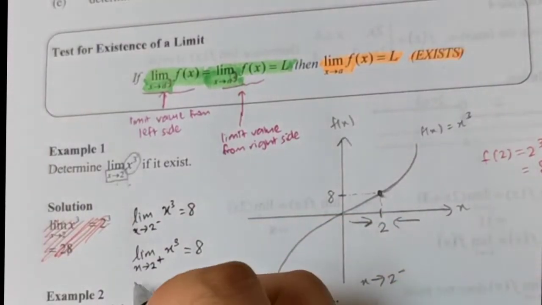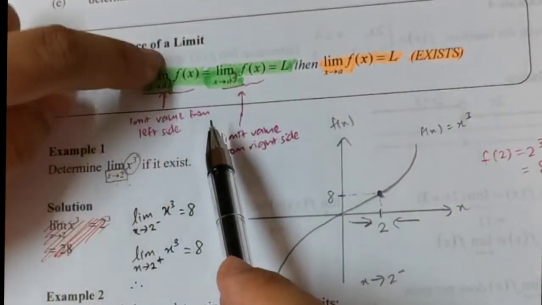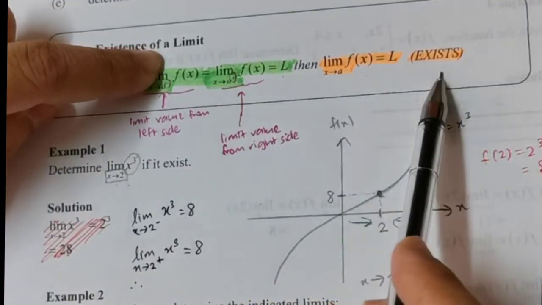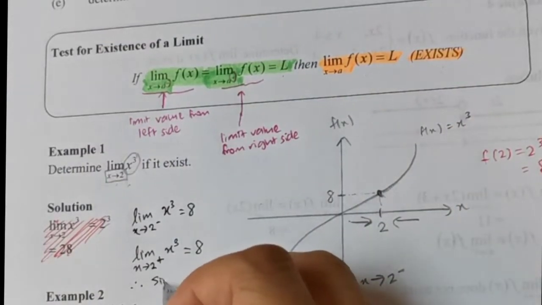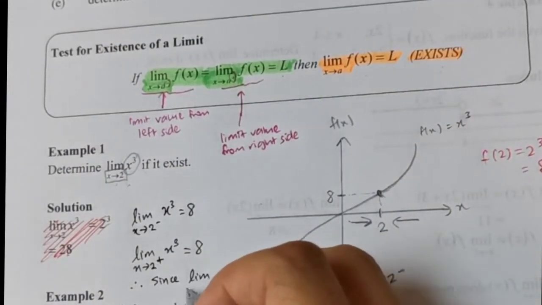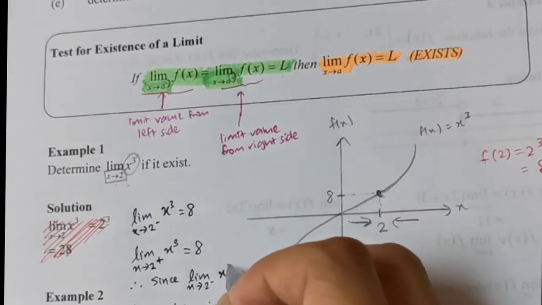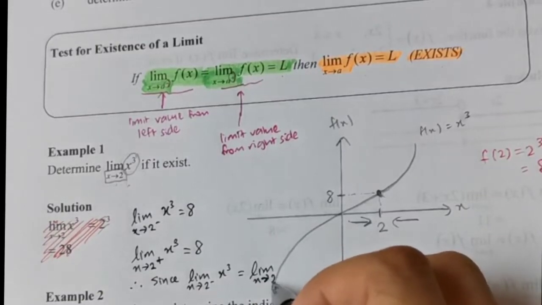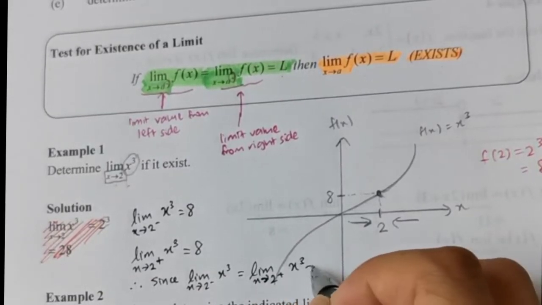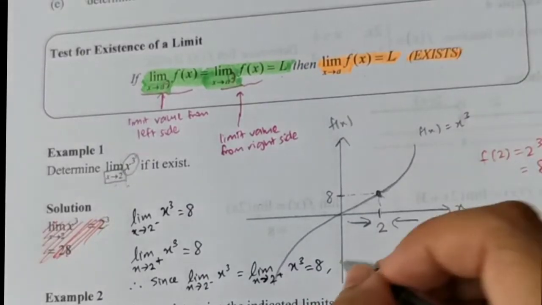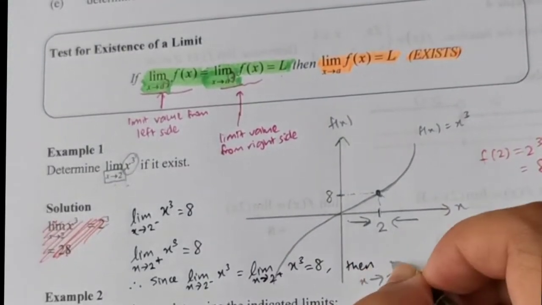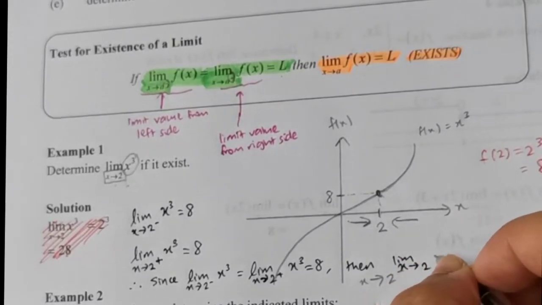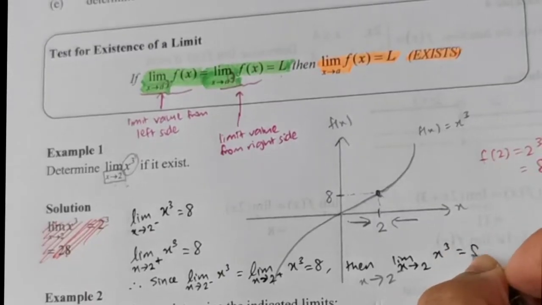Okay, then we can conclude that since the limit from both the left and also the right side is equal to a number, then the limit exists. We can write a conclusion: since the limit from the left hand side is equal to the limit from the right hand side, then the limit of x approaching 2 of x cubed is equal to 8.